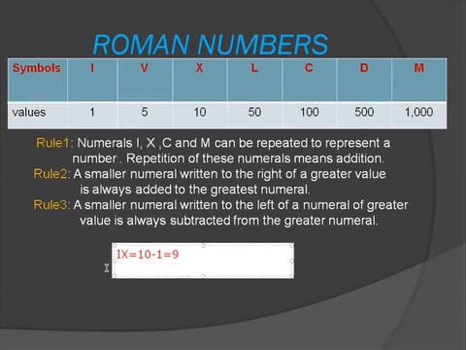Let us see one more example. Suppose I give you 24, so that means XXIV. How will you write this number? You know this is 10, and here IV means 4. So that means 10 minus 4.